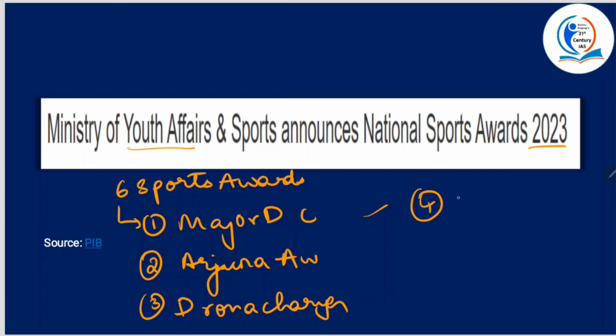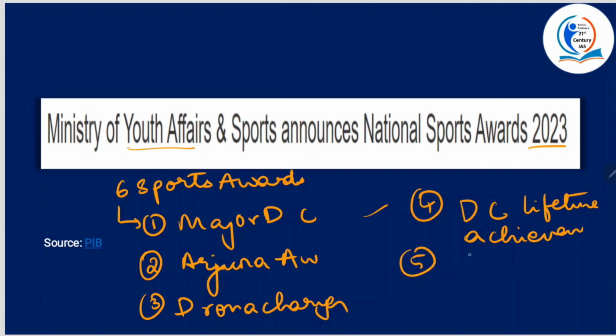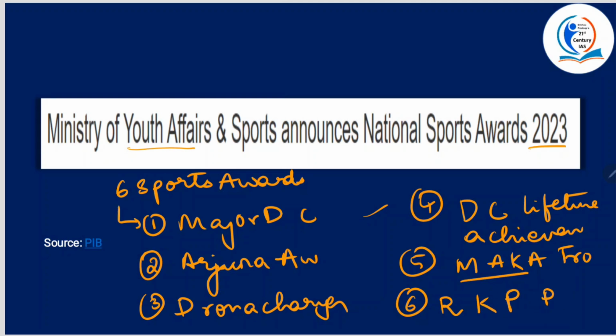Fourth category is Dhyan Chand Award for lifetime achievement in sports and games. Fifth one is Maulana Abul Kalam Azad Trophy. And sixth one is Rashtriya Khel Protsahan Puraskar. Now you should know what these awards are actually given for. Of course, in general, you can say that these awards are given to sports persons. However, the categorization is done on some basis and you should know that.